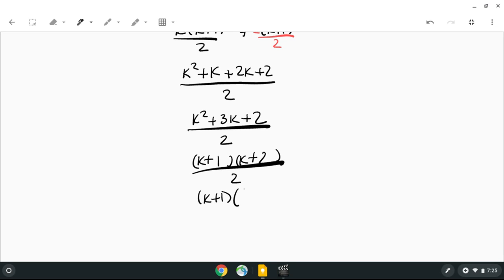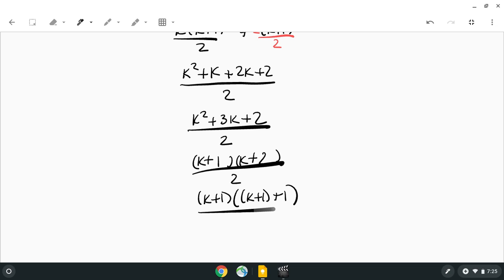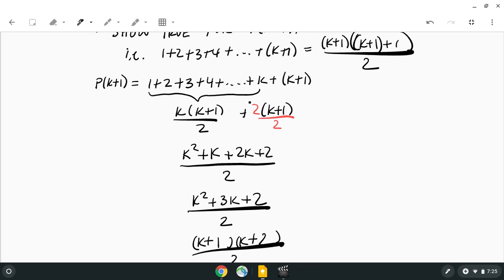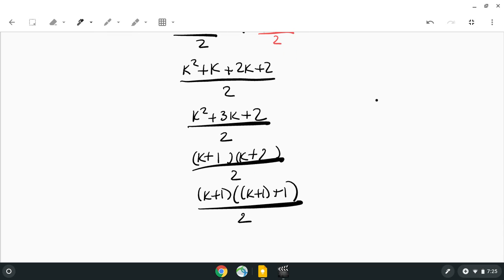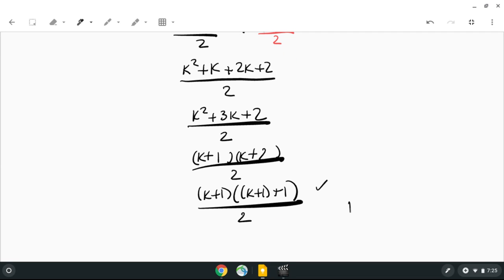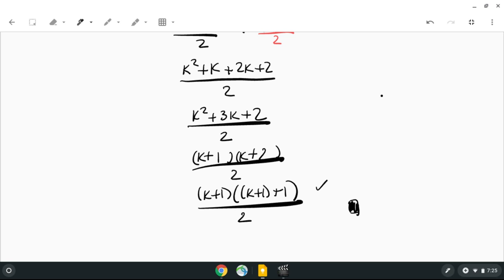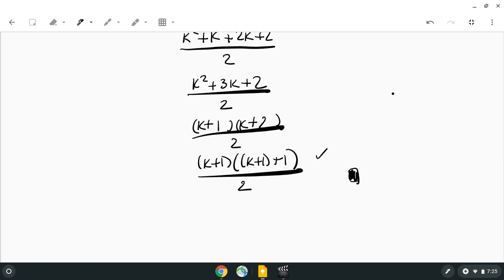And here we have it. We showed that this does equal this right-hand side up here. We showed that this side, the left-hand side, does match the right-hand side, so we are done. End of proof. Okay. So hopefully you're starting to see it.